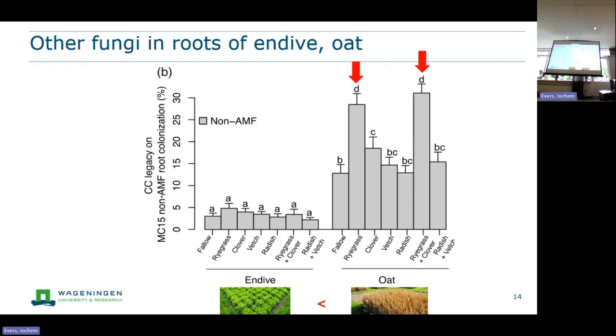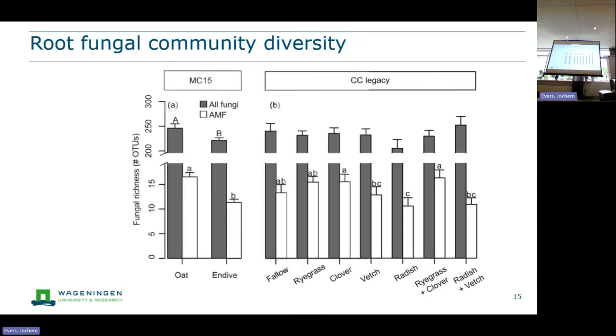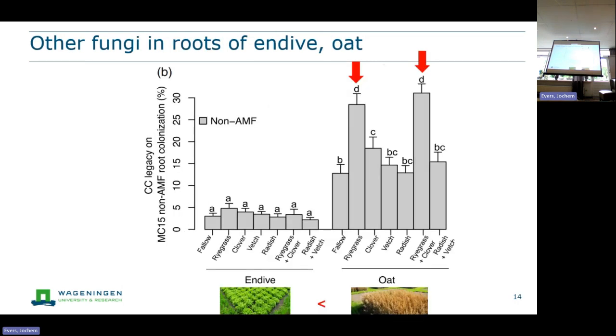Yeah, so already a potential trade-off, you could say. Even though in the sequencing we didn't find really high abundances of very potent pathogens, it still doesn't mean that they're not there. Then looking at the sequencing results, so that's before this was just percentage colonization, what you see in the roots.